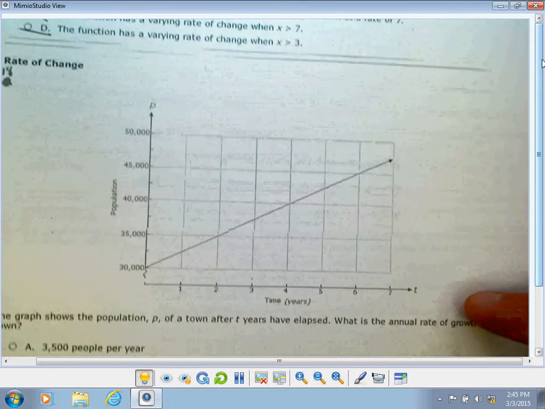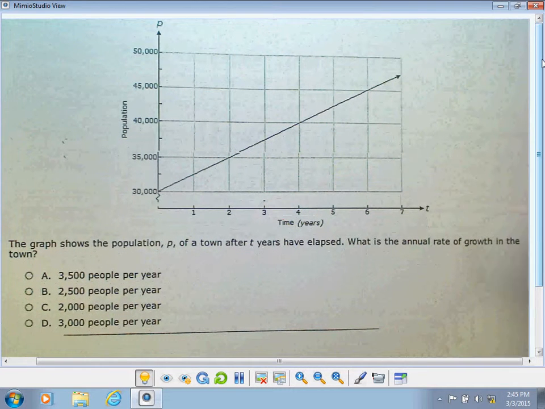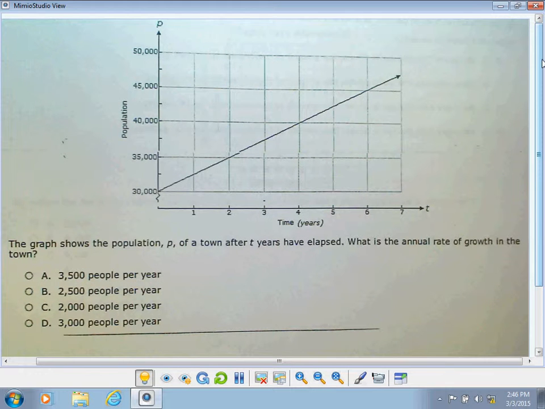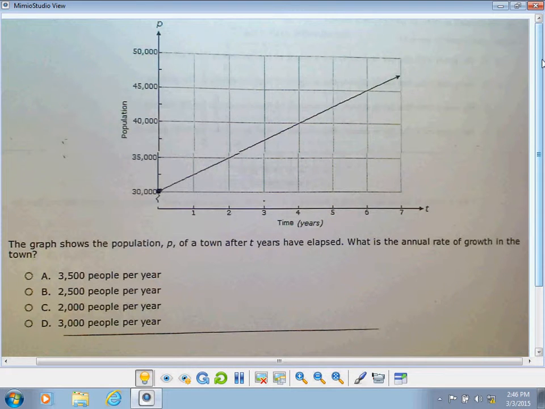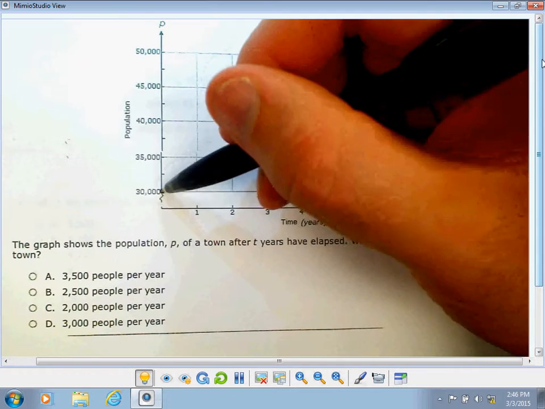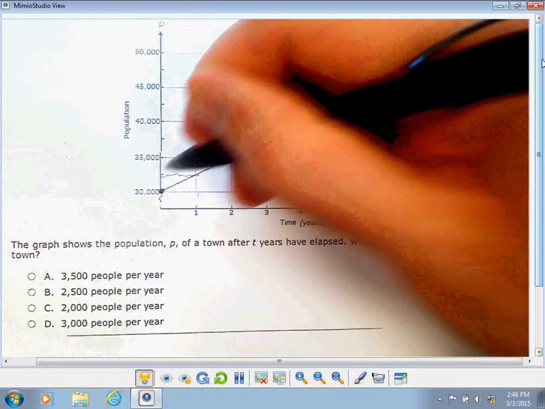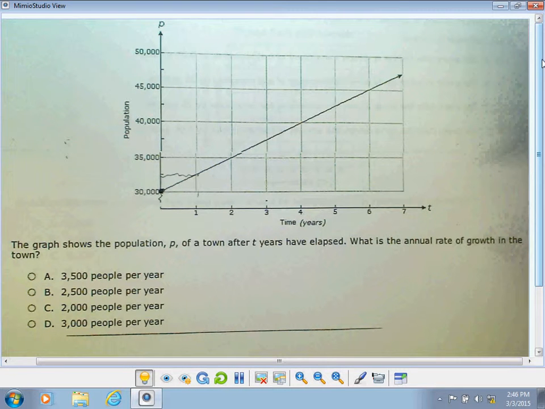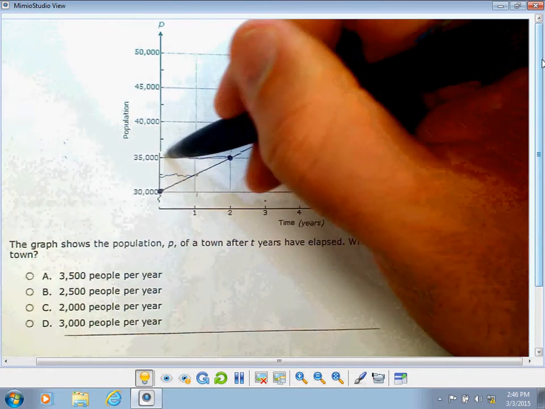Alright, last one on this page, number 18. It says the graph shows the population P of a town after T years have elapsed. What is the annual rate of growth in the town? Okay, well, let's see. It starts at 30,000, and it's kind of hard to judge, but if you go over 1 year, you're up here. It looks like it's somewhere in the middle of 30,000 and 35,000. But you're not 100% sure. So if we go over the 2 years, though, to right here, that's right at 35,000.